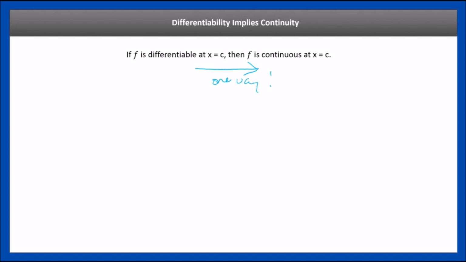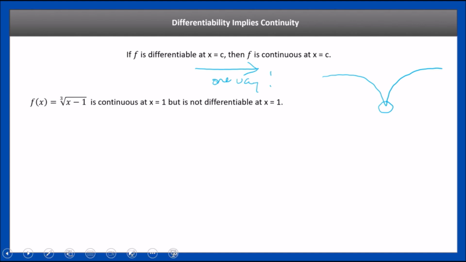Because remember that when we had a sharp curve like this, it was continuous everywhere, but you couldn't take the derivative there, right? So it doesn't work both ways. It's only guaranteed to work one way. In other words, if it's differentiable, then it must be continuous. Okay, so looking at this example, this is the cube root function that went like this, right? I say that it wasn't differentiable at x equals 1, because you can't take the derivative of that because it's infinite.